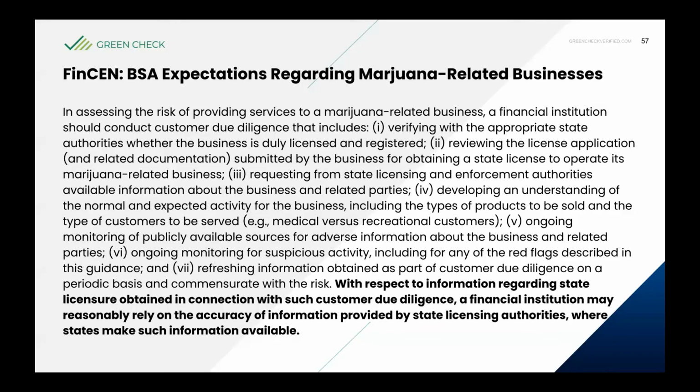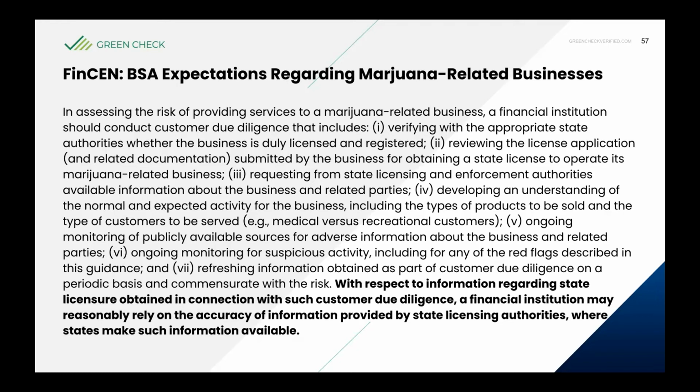FinCEN actually encourages you to look at things this way. So early on, I showed you several of the BSA expectations regarding marijuana-related businesses. We talked about making sure you request information from the state, develop an understanding of the normal and expected activity of the business. But the piece that I added here in bold at the end, FinCEN says, with respect to information regarding state licensure obtained in connection with such customer due diligence, a financial institution may reasonably rely on the accuracy of information provided by state licensing authorities, where states make such information available.